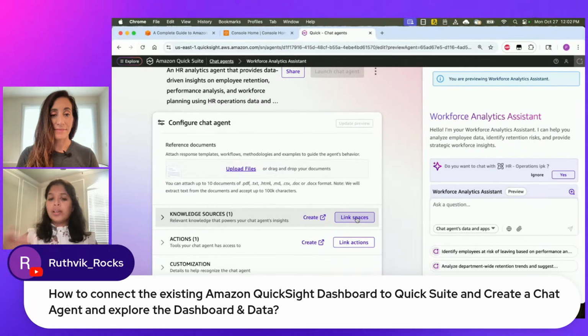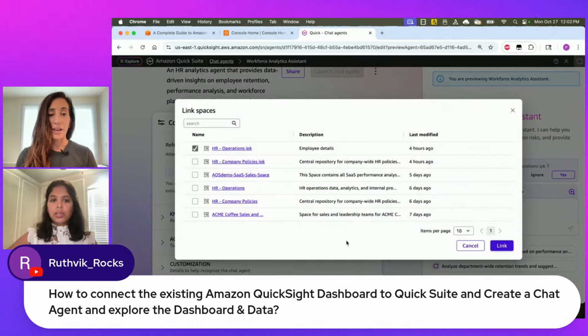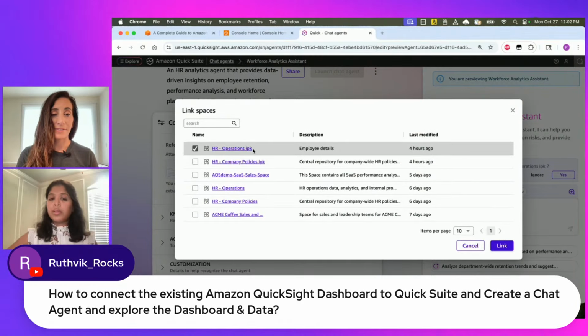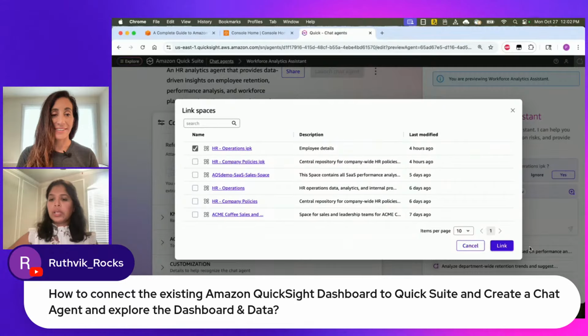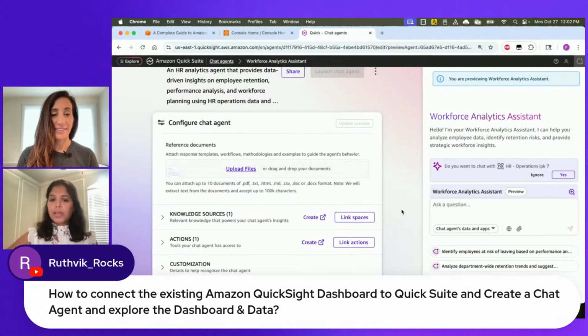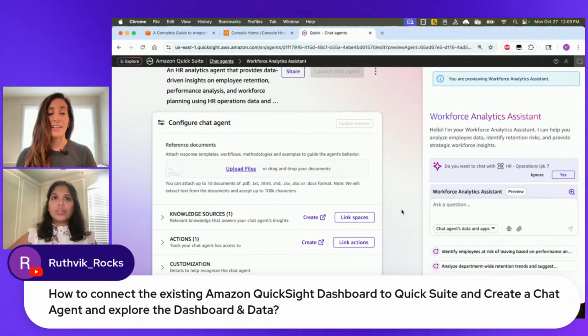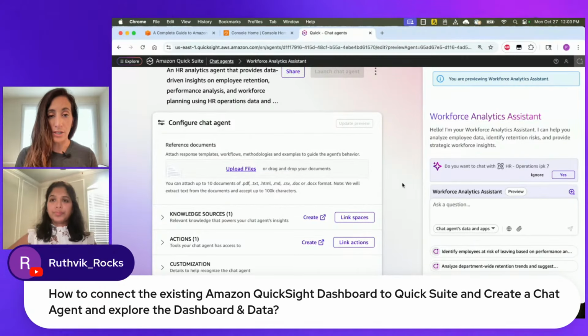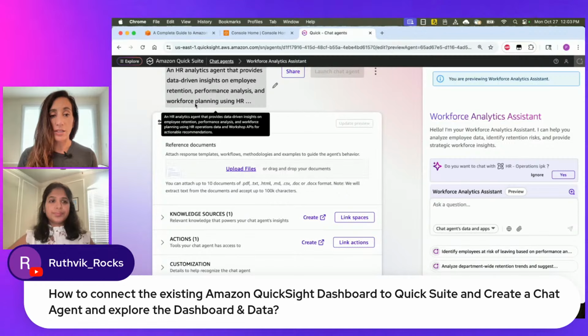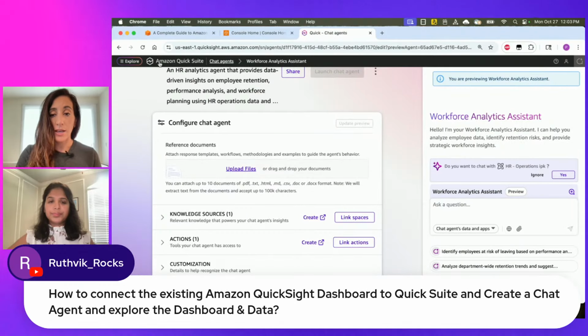This is where you can link the spaces. You can click on spaces and pick the specific space where you have the dashboards added. So that's how you bring dashboards into a space, and then link it with your chat agents in Amazon Quick Suite. Hope that answered the question. And I think for those customers already leveraging Amazon QuickSight, now when you go through the console to QuickSight, you'll be taken to Quick Suite, which has those additional capabilities.